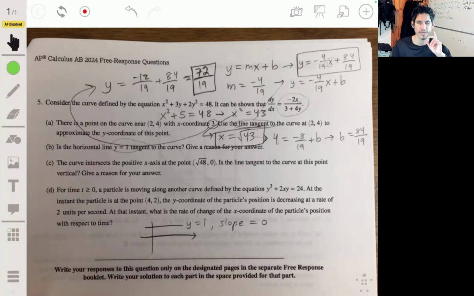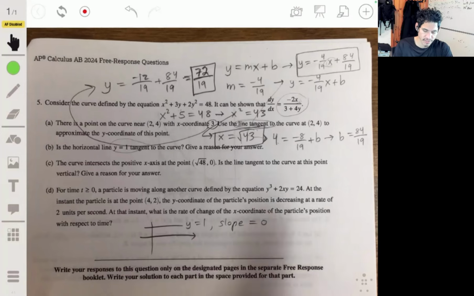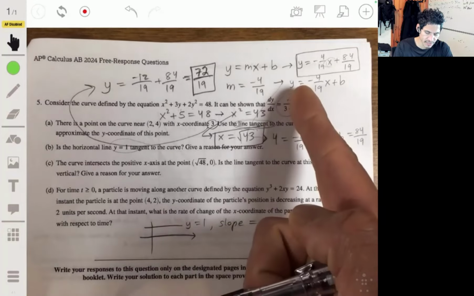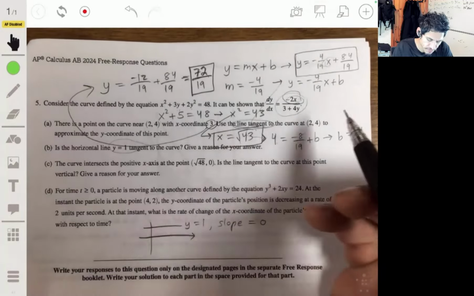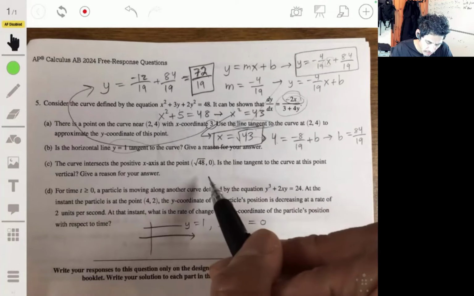This is a weird question, but again, don't overthink this one, because you want to get 0 for this equation. The only way you can get 0 for this equation is if you get 0 for x. All right, moving on. Part C.